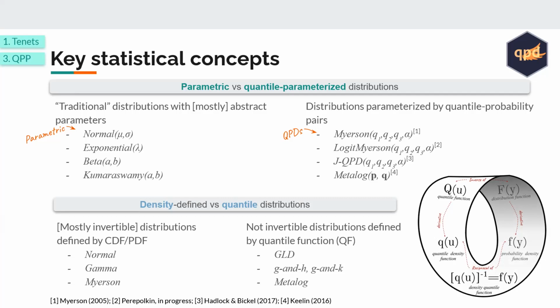There are other distributions that are defined in terms of quantile function, but they're not invertible. So they don't have a CDF. Those are kind of weird a little bit distributions. And the reason I need them is because this super general, super flexible Metalog distribution is useful, but it doesn't have a CDF.